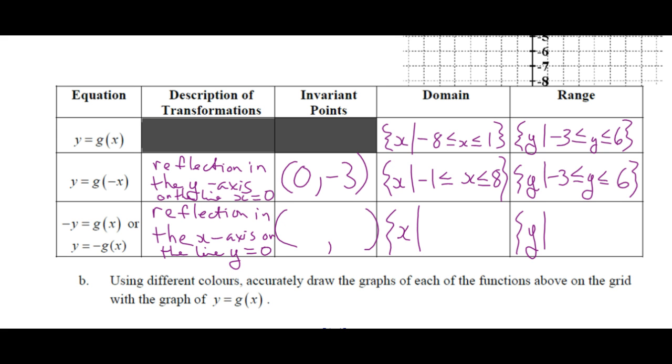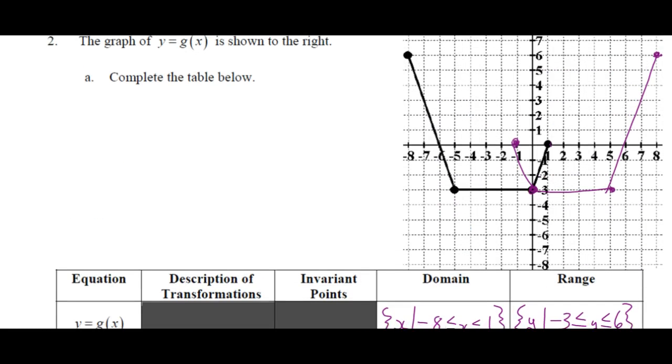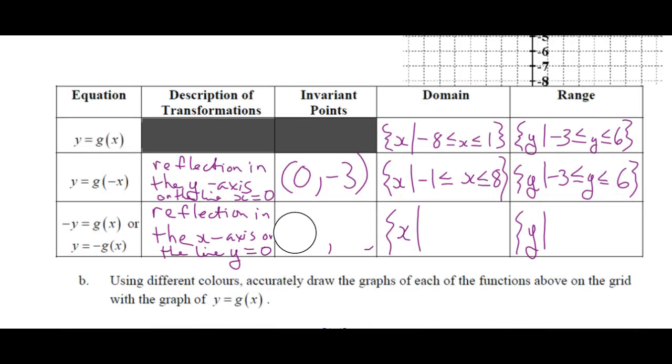Okay, so I'm just adding a little bit to the one above. It's a reflection in the y-axis. Let's just write or the line x equals 0. And reflection in this one is the x-axis, or the line y equals 0, right? So when we write reflection in the axis, let's also just keep in mind it's or the line, whatever. So the invariant point is which? Or is there more than one? There are 2 of them, so I should leave some room.